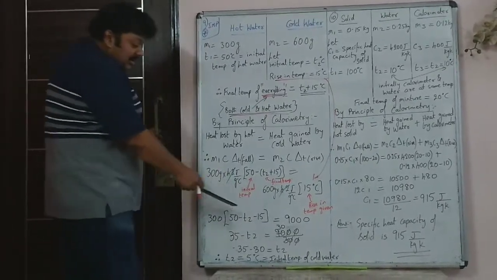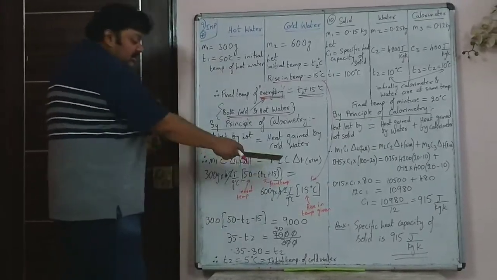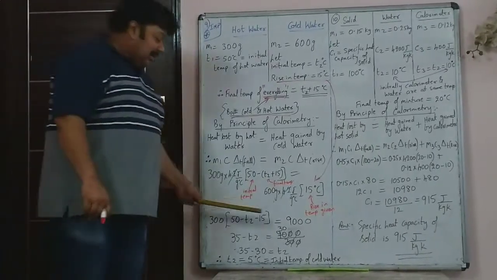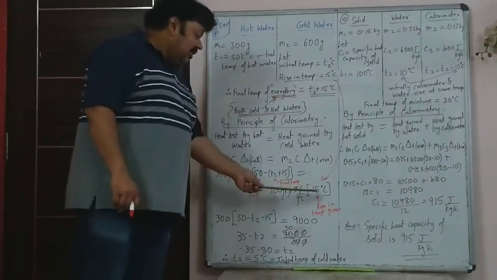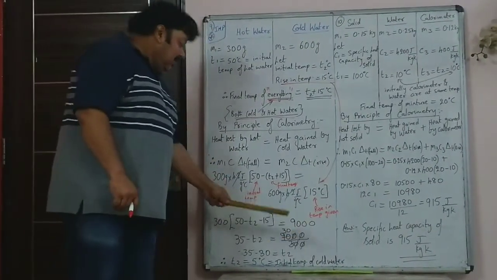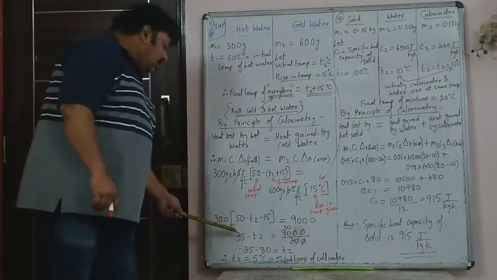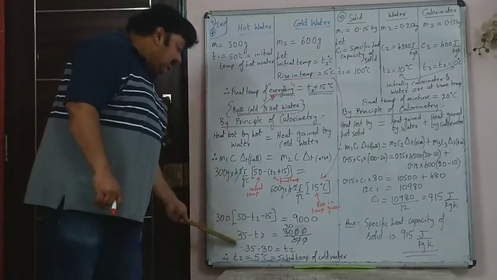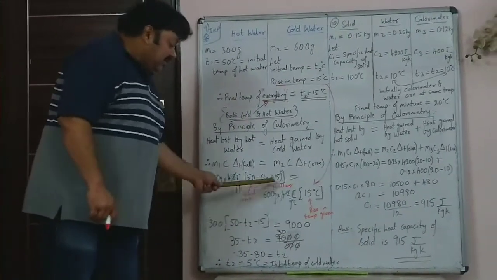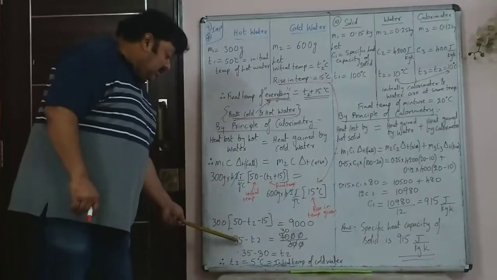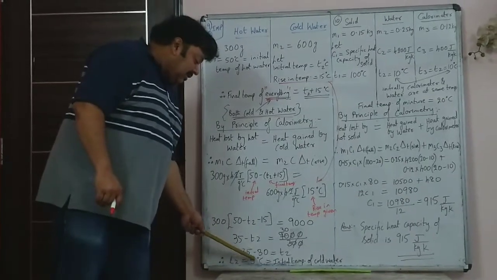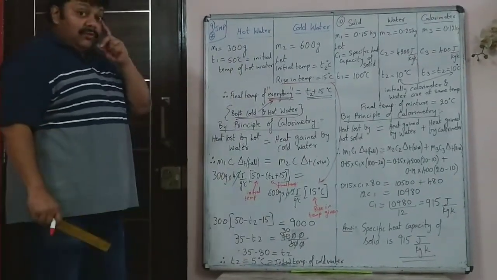And this 300, I have taken it to the denominator. The C value, that is 4.2 on both sides of the equal sign, will get cancelled. So this leaves you 600 into 15, that is 9000, and the 300 comes to the denominator, so it is 30. So this bracket, 35 minus T2, is 30, or minus T2 goes on the other side, it becomes plus. 35 minus 30 is T2. So T2 is 5 degrees Celsius, that is the initial temperature of cold water.